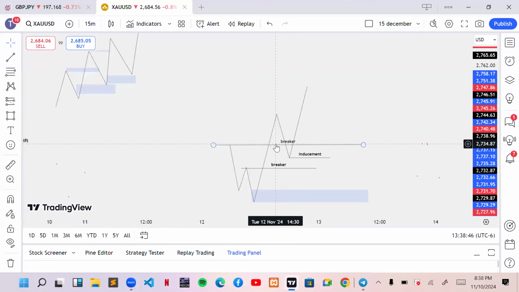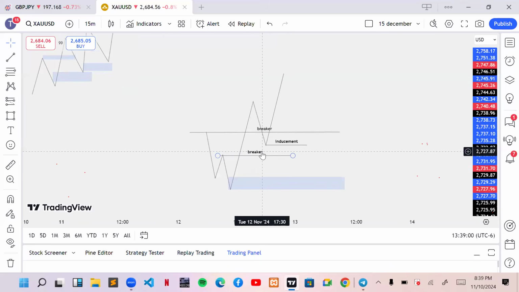So this breaker block here is no longer valid to be used as entry. Why? Because market already mitigated it during the first pullback. So you can no longer use this breaker as your entry. And the fourth one says you have to use the point of interest closest to the liquidity. So this other block is valid to be used. This breaker is valid to be used.